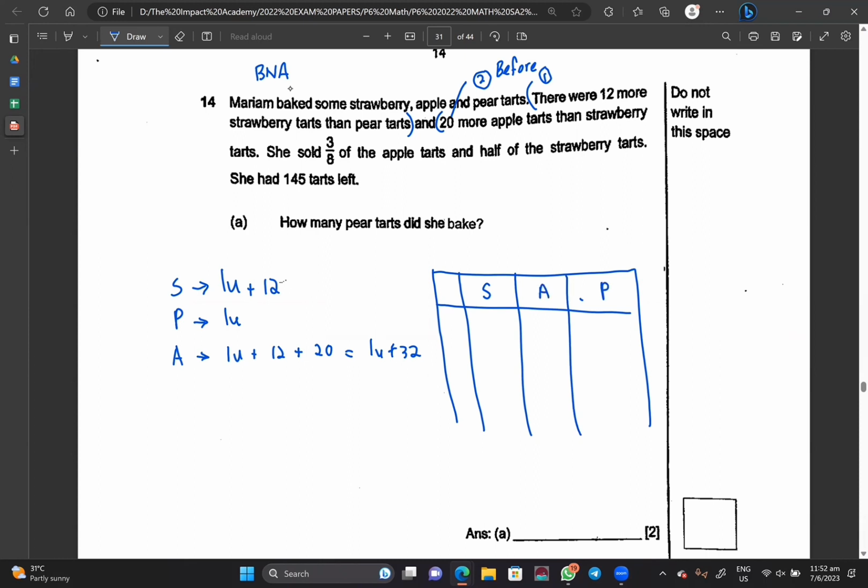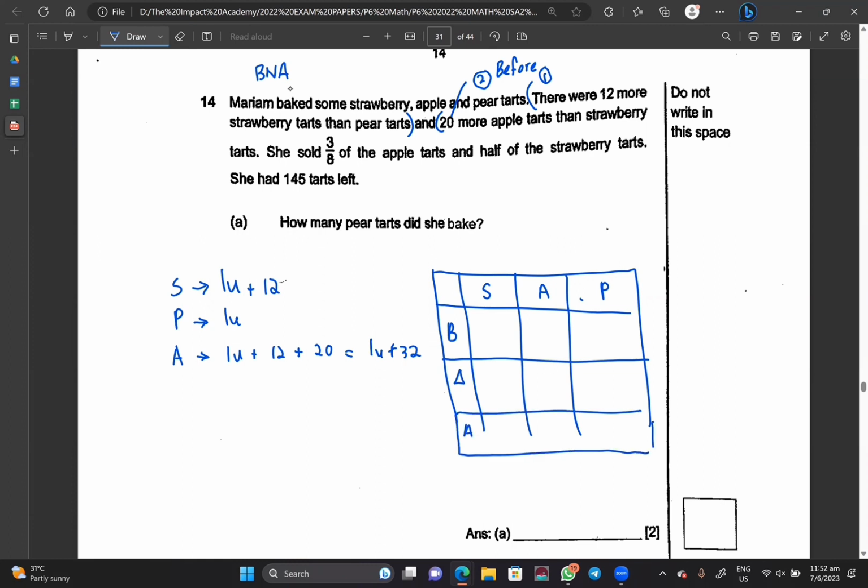How do I know this is before and after? Because if I skim through, I realize that the rest of the sentences are telling us about some changes, correct? Selling or receiving and all of those things. And then the final sentence says she had 145 tarts left. That one is my after. You understand what I'm saying? So we have a before over here, we have a change over here, and finally, we have after over here.